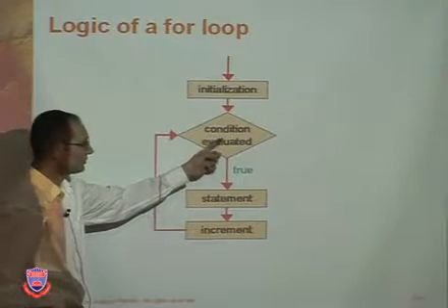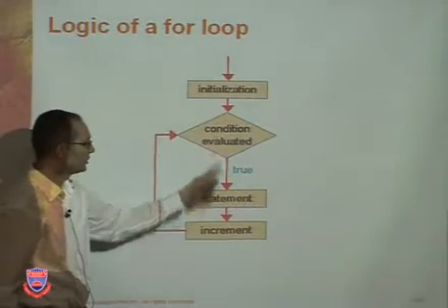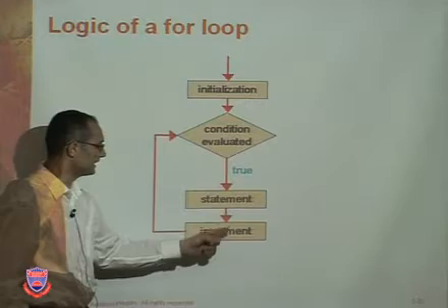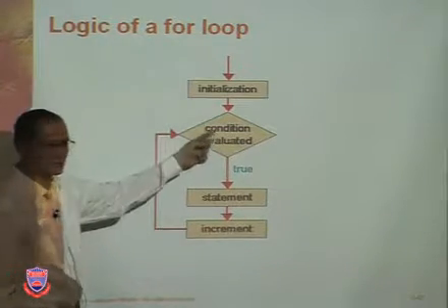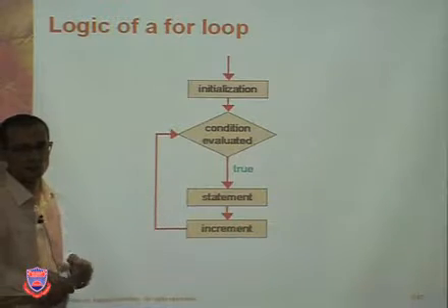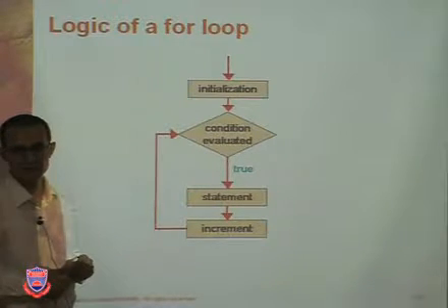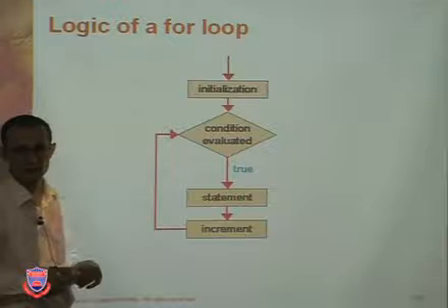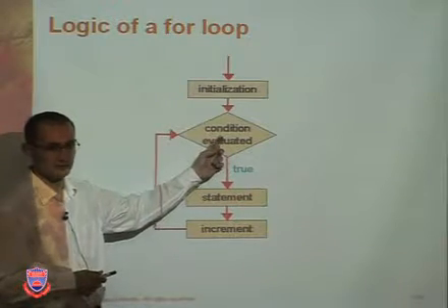Before every iteration, you check the condition. If the condition is true, you execute the statement, and then increment, and go back to the condition check again. So a for loop may execute 0 times as well. You may never execute a for loop. It's possible based on the condition you have, right?